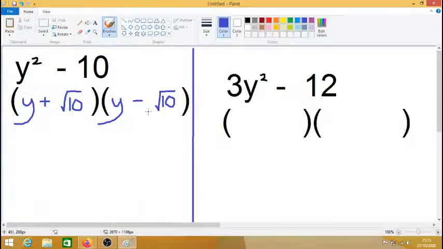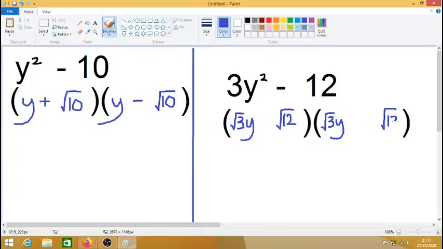Very good, mashallah. So here the 3 is not a square number, so we'll use the same technique as with the 10. We'll just write root 3. And we don't have to write root y, we can just write y because y times y would make the y squared. So both would have root 3 times y. And then the 12, we'd have to write root 12. When you do surds in a few lessons time, you'll be able to write root 12 in a different way, but here root 12 is fine for now. And then in one bracket add them, in the other bracket take them away.